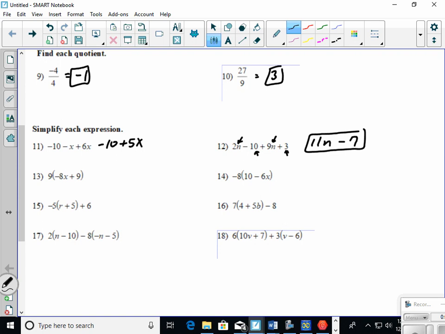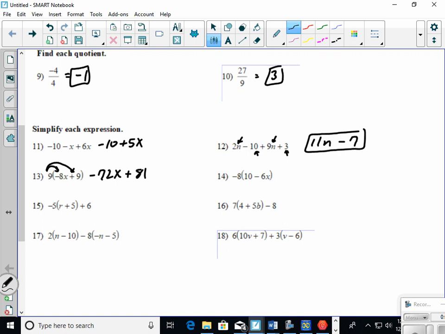13. Parentheses with a number outside, so we use the distributive property. Multiply that term times everything on the inside. So 9 times negative 8x is going to be negative 72x, plus 9 times 9, plus 81. We can't combine those now because one has an x and the other one doesn't.